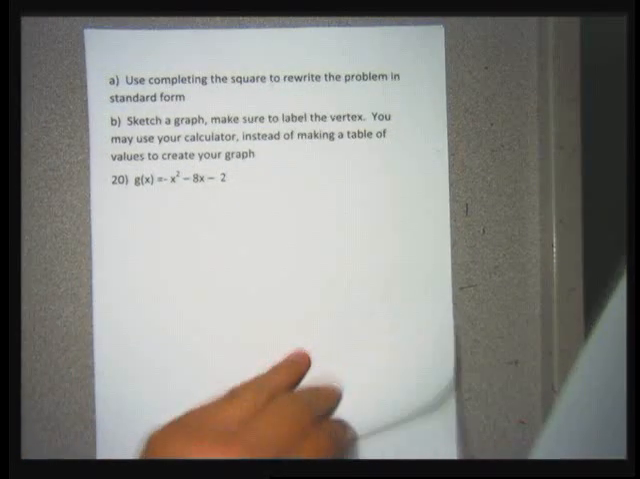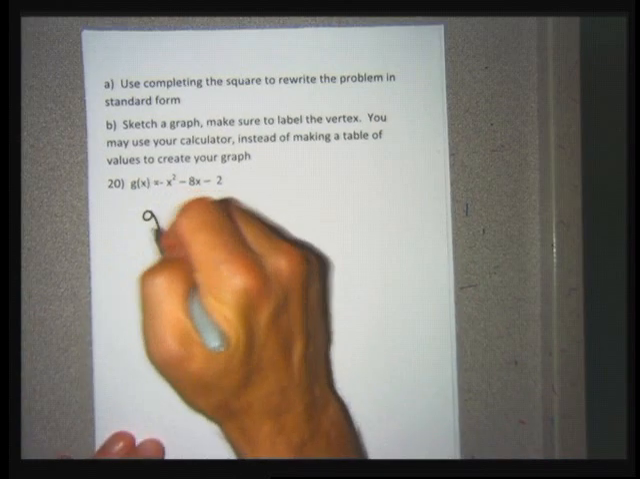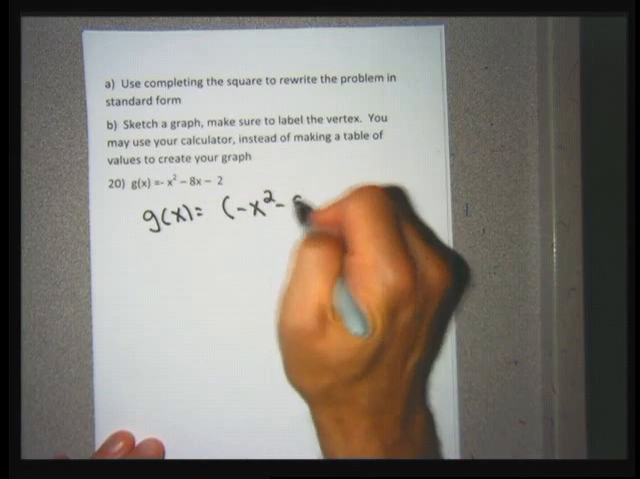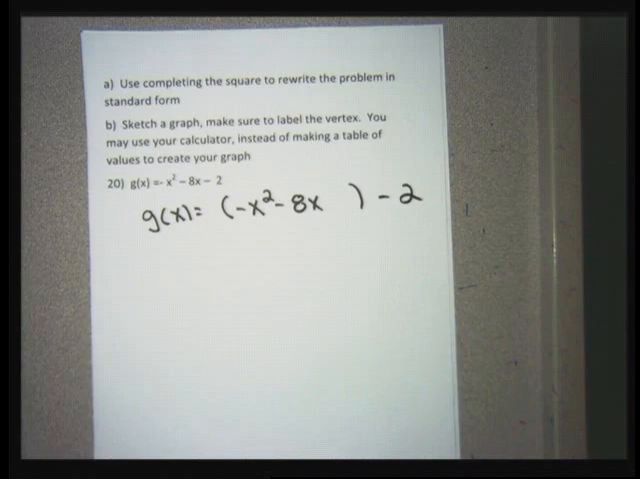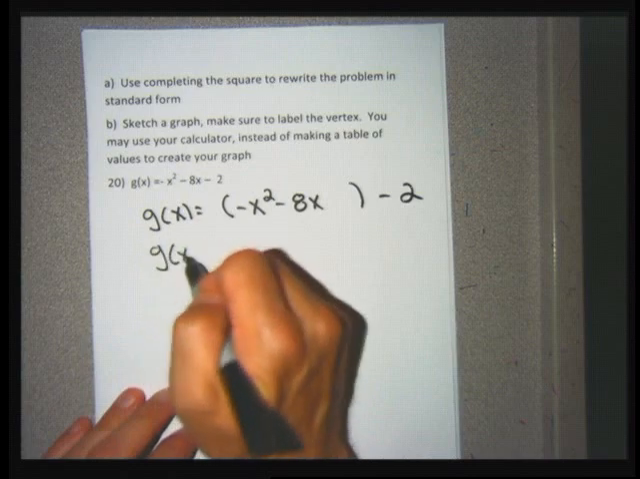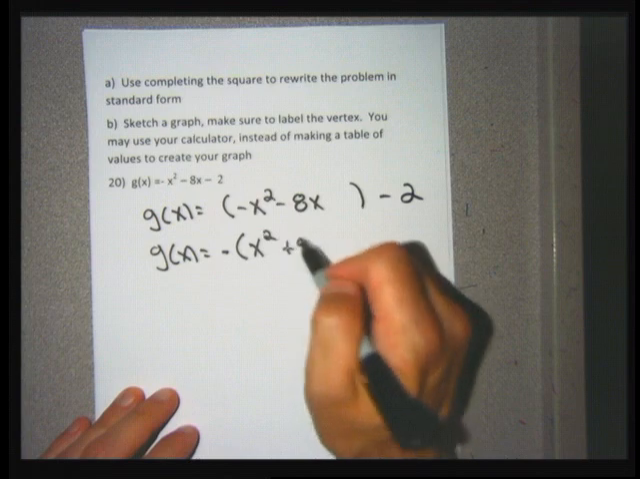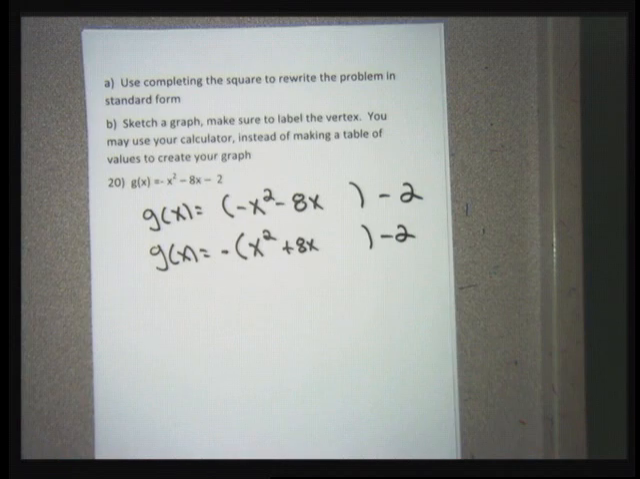Number 20 has an evil negative hidden in front of the x squared that I need to factor out. But just like the last three problems, I'm going to group the x's to start. To get the equation written so I can see the vertex, I'm going to group the x's. If there's a number in front of the x squared, I need to factor it out. The negative sign in front of the x squared, I need to factor out. And when I factor it out, it makes the x squared and the 8x go positive. Doesn't impact the -2.